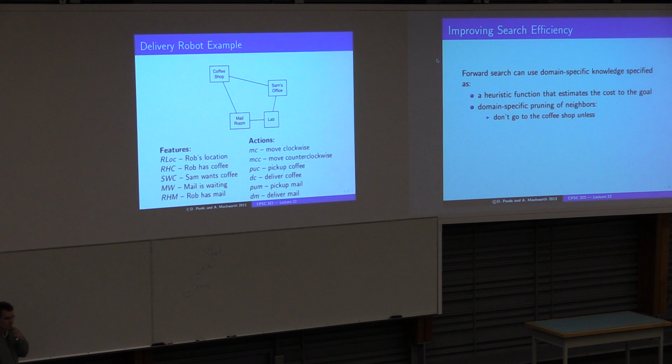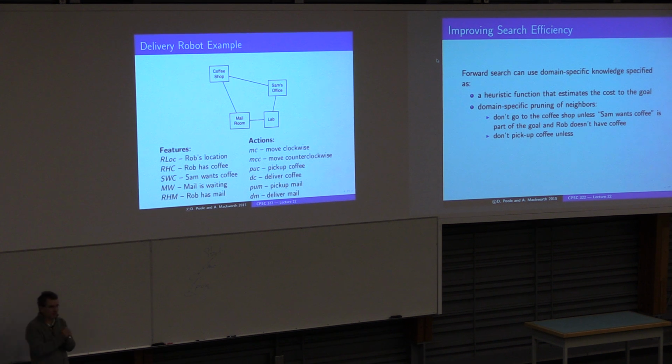Yeah. Right, so one of the things you could do is to say, don't go to the coffee shop unless Sam wants coffee, is part of the goal, right? And you don't already have coffee. So you might tell it these very specific constraints about when not to do things. And don't pick up coffee unless, right? Unless, when would you not? So you don't pick up coffee, you don't even try to pick up coffee, it's just not going to be part of it unless, right? Unless Sam wants coffee, right?